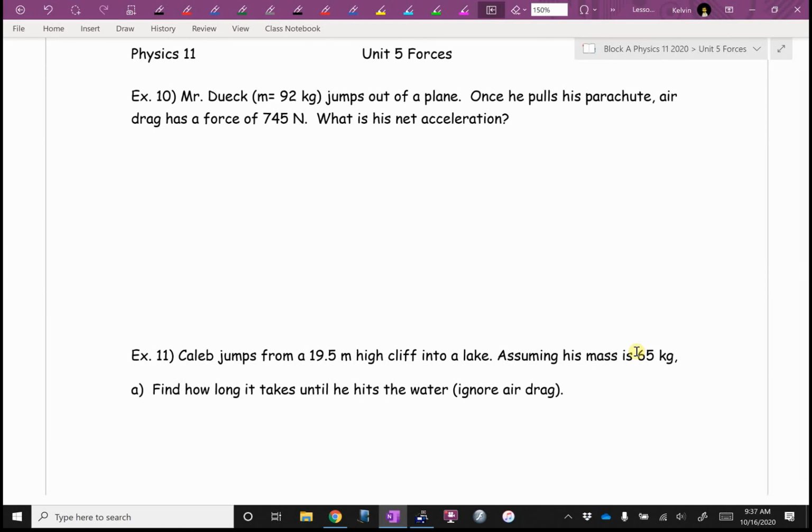Once he pulls his parachute, air drag has a force of 745 newtons. Now we can start looking a little bit at air resistance. Still not properly, but we can look at it in snapshots. Cool. Aiden, what's number 10 want me to find?